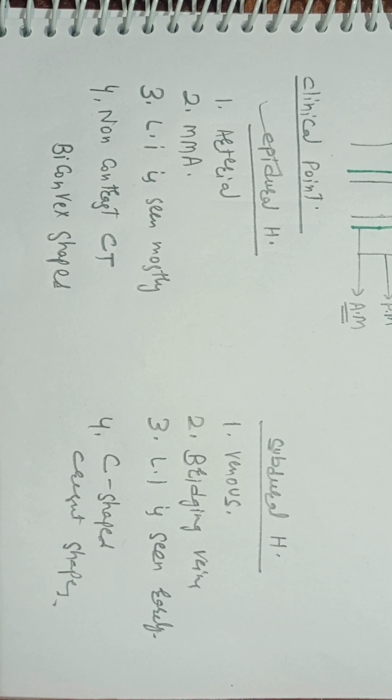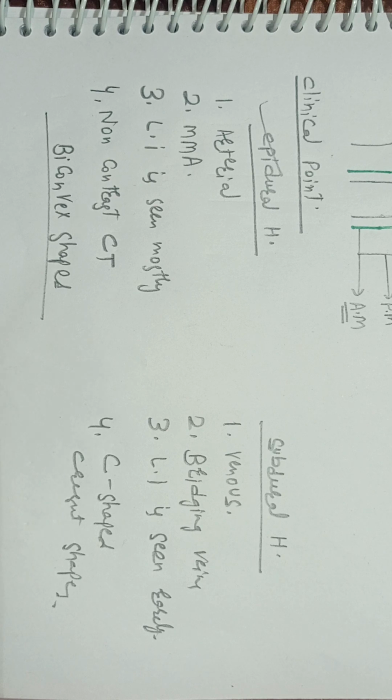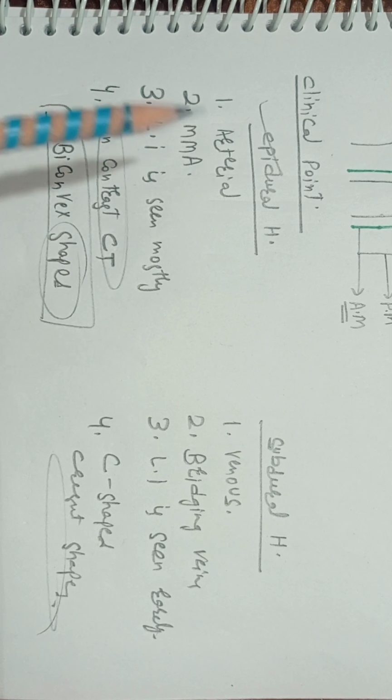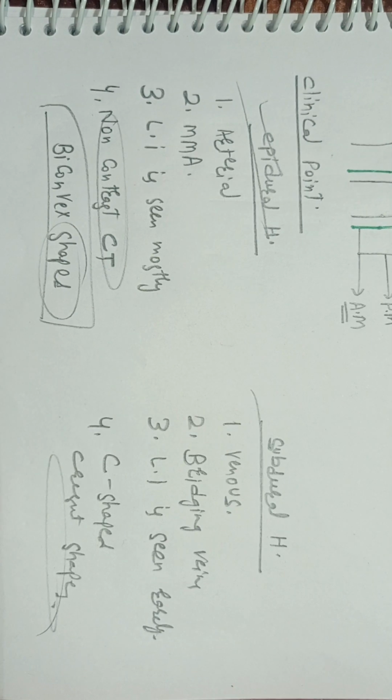So if in a non-contrast CT of the head we see that the hemorrhage is biconvex shaped or C-shaped, by the shape of this non-contrast CT we can say whether the hemorrhage is epidural or subdural. So this is it.